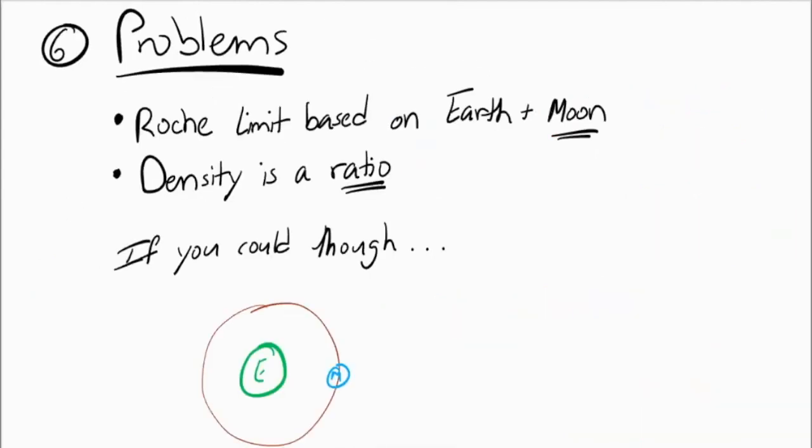The first problem is we used a Roche limit based on the Earth and Moon system. So we're trying to destroy part of what helps us determine the Roche limit, the center of gravity between these two objects. That's going to cause some inaccuracy in our answer. Also, density is a ratio. That's also an issue, because as we're adding more and more mass to the Earth, and making it have a higher amount of gravity, we're also increasing its volume too. And so we would actually need much, much more matter than is available in the solar system.